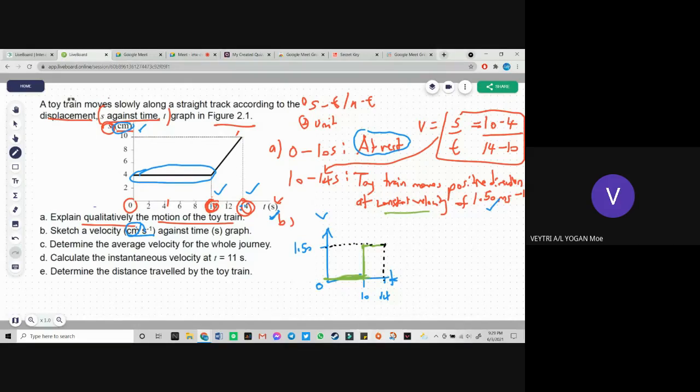Alright, that is all for sketching the graph. But graphs will not be as simple as this. Usually always complicated graphs. Okay, that is for B. Now, let's do C. I'll erase a bit. I'll erase here also. Okay.